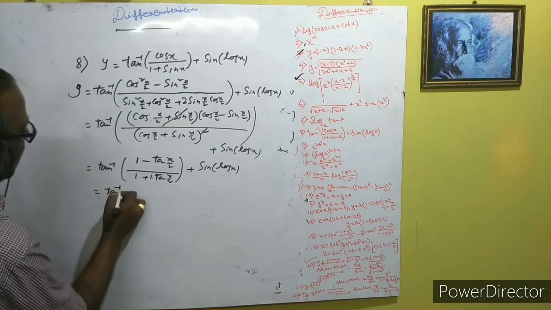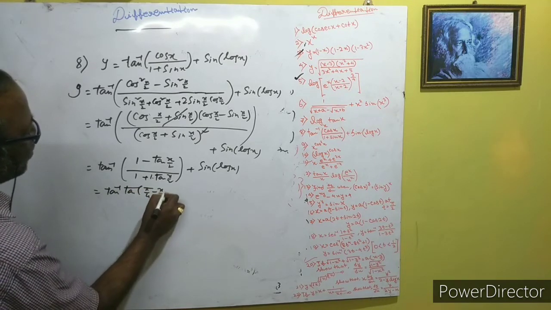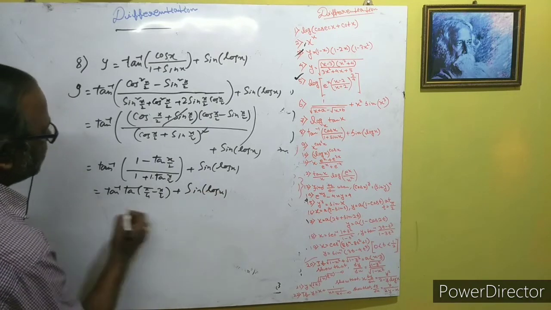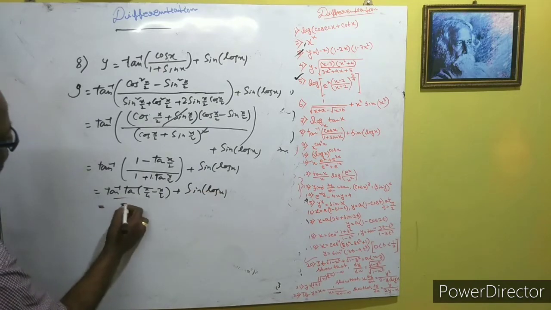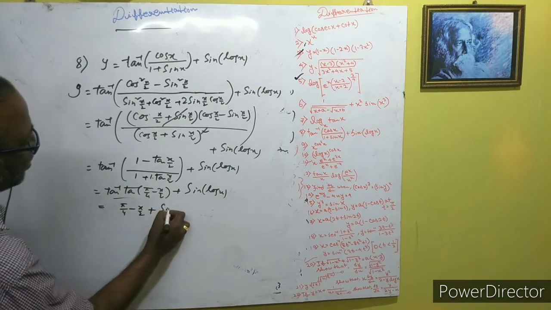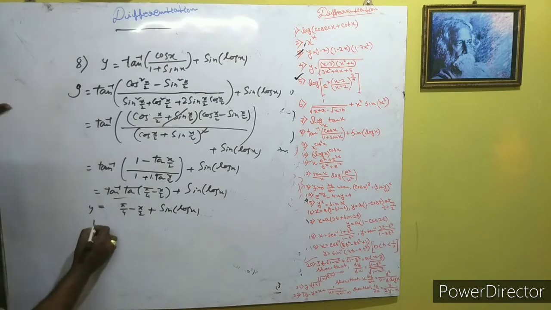We can replace the 1 with tan 45. So this is the formula: tan inverse tan on the left-hand side gives pi by 4 minus x by 2, and the right-hand side is sine log x. So differentiate both sides, dy by dx.